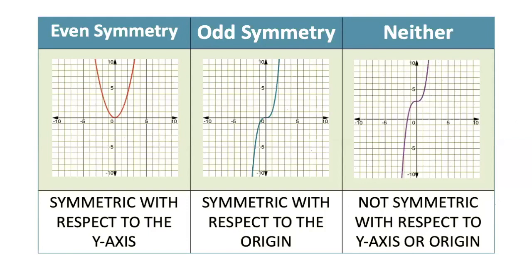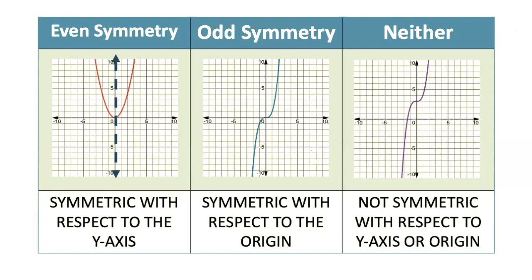In this video, we're going to talk about the types of symmetries the graphs of a function can have. There are three basic ones you need to be aware of: even symmetry, odd symmetry, or neither. We call functions even if they're symmetric with respect to the y-axis, if the y-axis is a line of symmetry that goes down the middle and splits the shape into two mirror images.